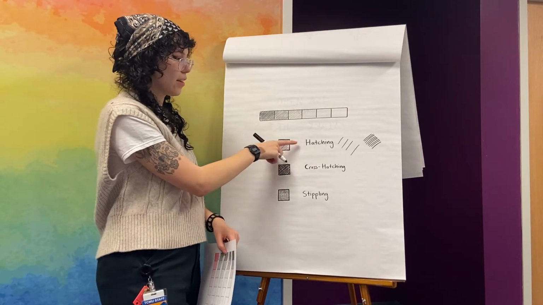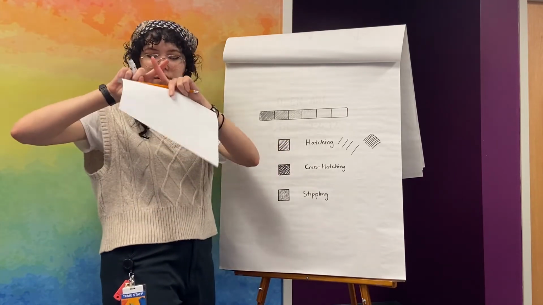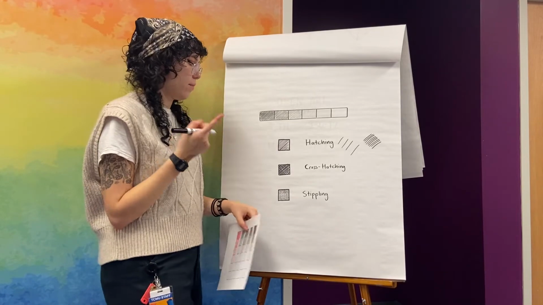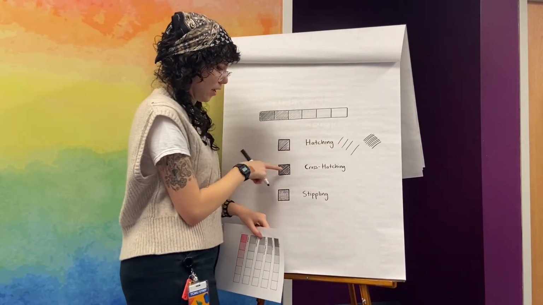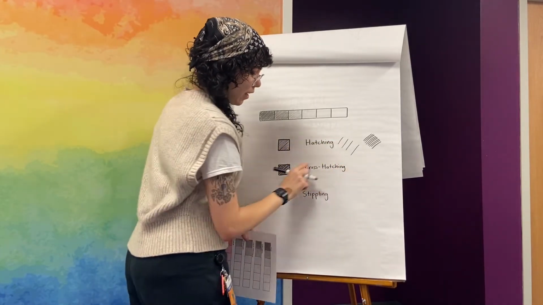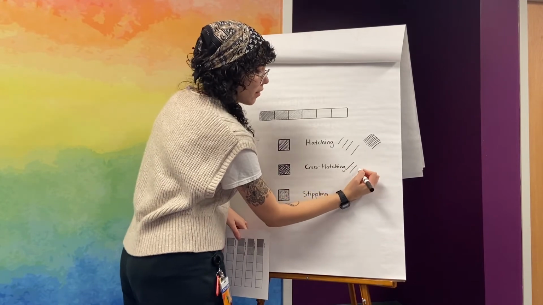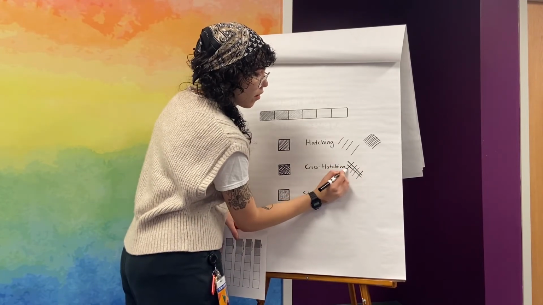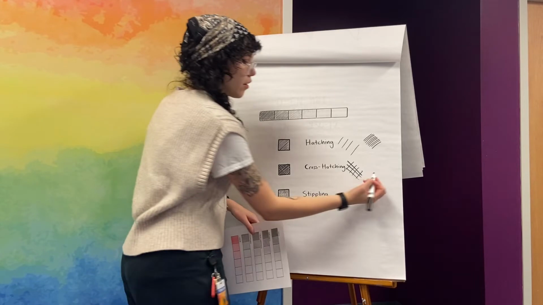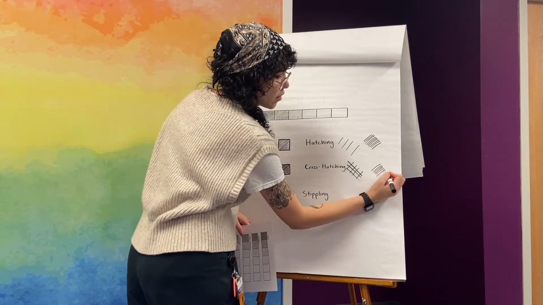Cross hatching is kind of like hatching, but with two different lines crossing instead of just one. So just the same way, if I'm gonna make a light value with cross hatching, my lines are gonna be farther apart. If it's gonna be dark, they're gonna be pretty close together.